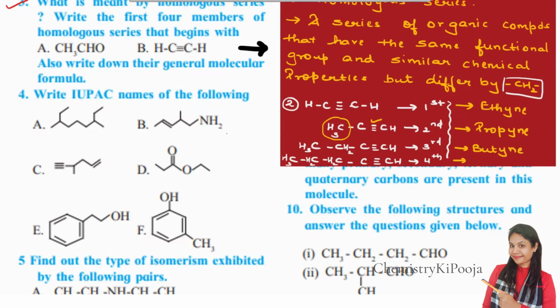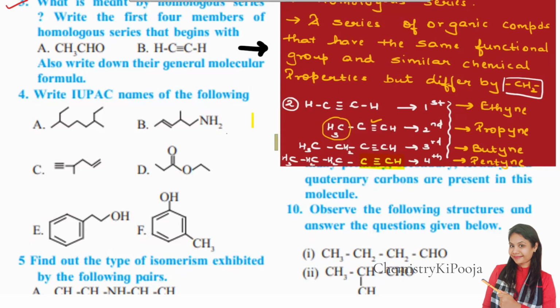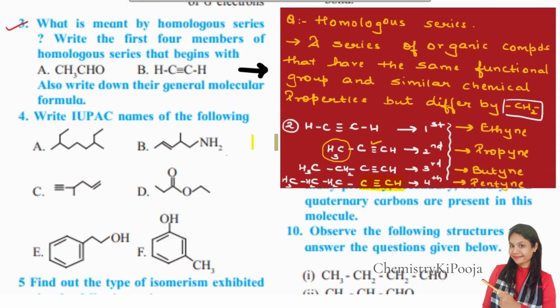And then the last one is pentyne. The common name for pentyne: this is the acetylene group, and then 3 carbons are left. 3 carbons means it is propyl acetylene. Clear? So this is how we are going to solve homologous series type of questions.